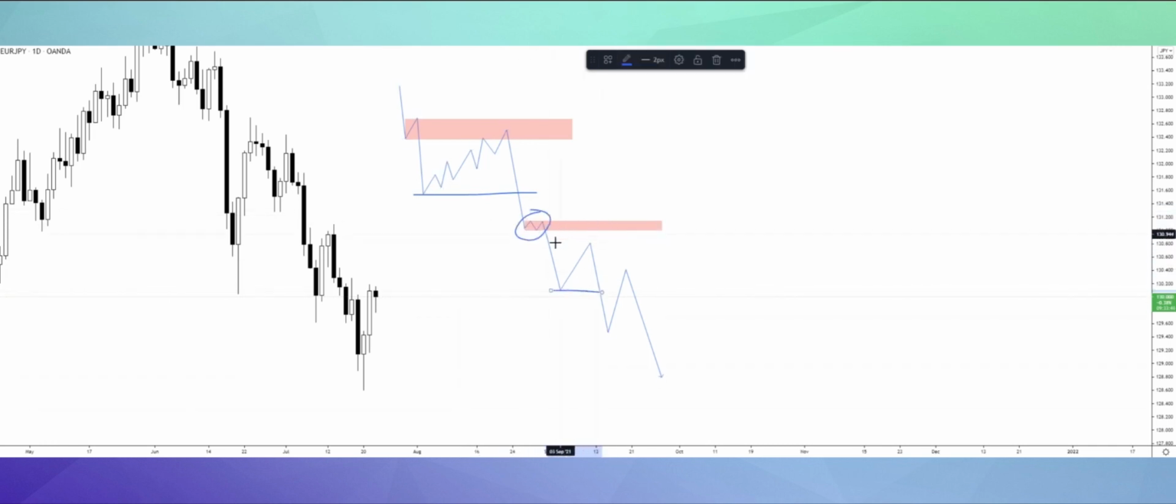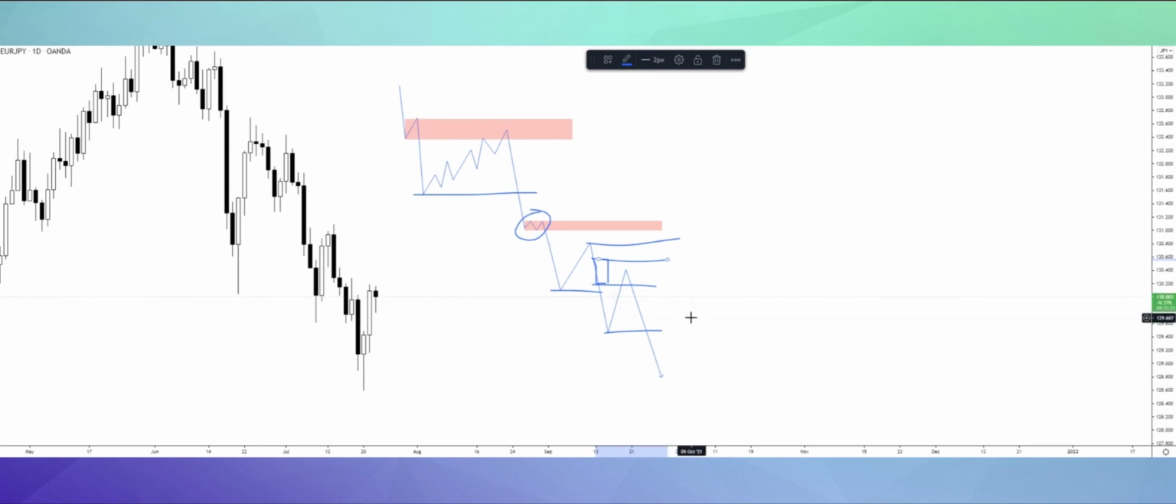Why is it invalid? Because again, we've broken structure, we've entered a new range. This is our high, this is our new low. If I just draw it a bit better, new high, new low. Okay, so now we want a new point of interest because we're in a different range. So say for example there's an order block here. What did the price do? It pulled back into that point of interest and sold off.